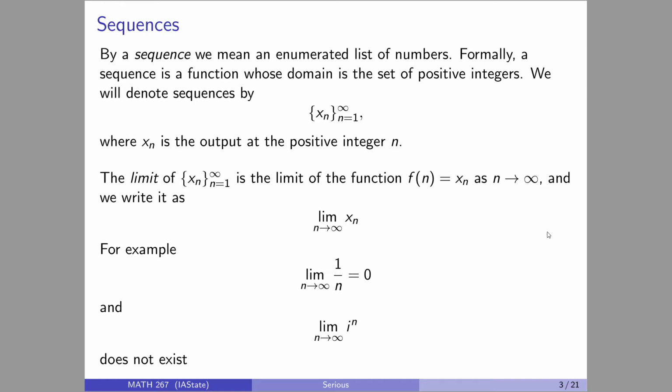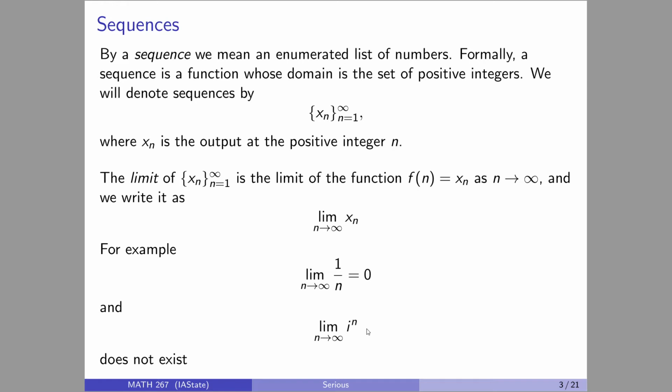I to the 5th would be I, because it's I times I to the 4th, and so on and so forth. So the powers of I actually cycle between 1, I, minus 1, minus I, and since they cycle and never settle down, they don't approach something, they don't get close and stay close to something as n gets arbitrarily large. Since they cycle, this limit does not exist.